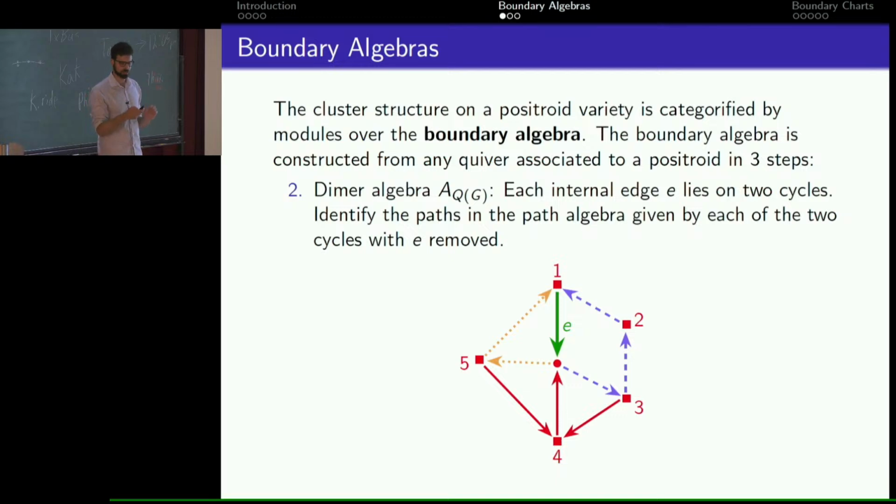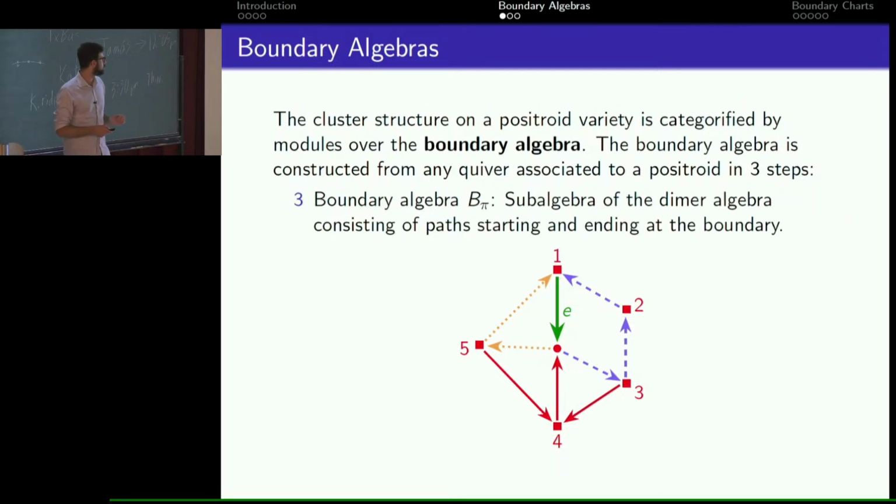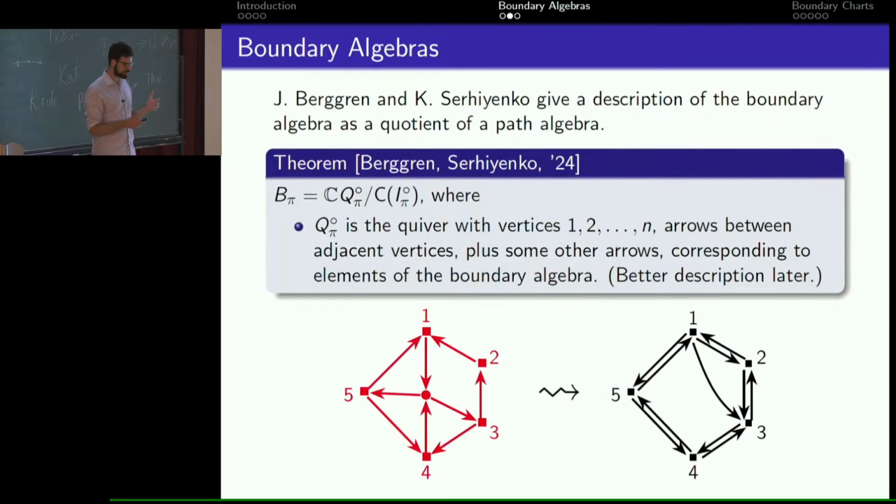We're identifying certain paths. And finally, we're going to take the boundary algebra, which is a subalgebra of our quotient. It's given by taking only those paths which both start and end at the boundary. And that's where the boundary in boundary algebra comes from. Okay, so we've got a subalgebra of a quotient of a path algebra. All right, so that's a bit of a pain to get through.